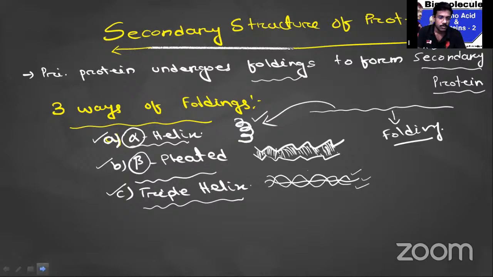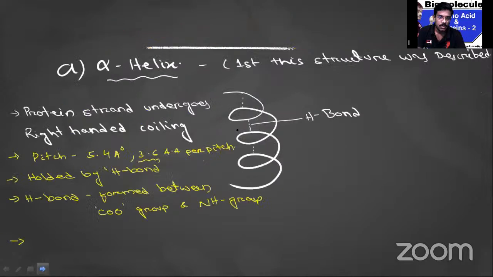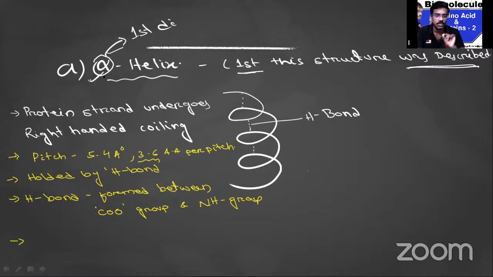Okay. So let's come to the first secondary structure, the alpha helix. Look, why is this called alpha? Actually, the term alpha is used because it was first discovered, or first described. As it was first described, that's why this is the alpha helix.